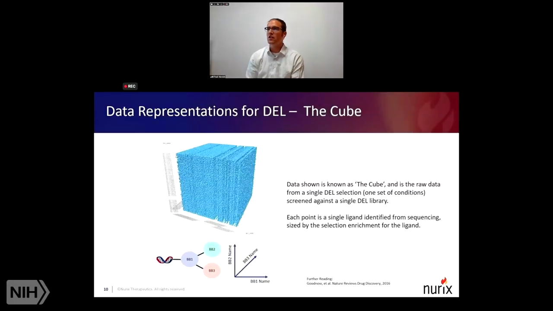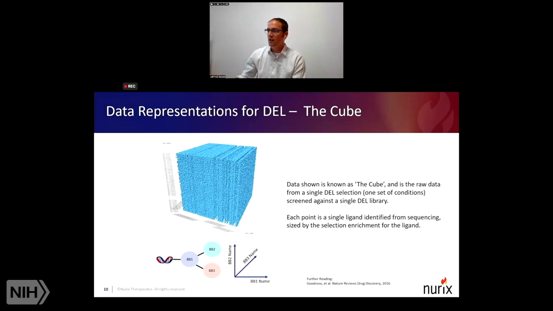So what you're seeing here is known as the cube, and without a doubt, this is one of the most common ways of representing DEL data. And specifically, what you're seeing here is the output from a single DEL selection screened against a single DEL library, where each point in this cube is a single ligand within your DEL library. We're sizing each dot representing each ligand by the level of enrichment from the selection output that we're seeing.